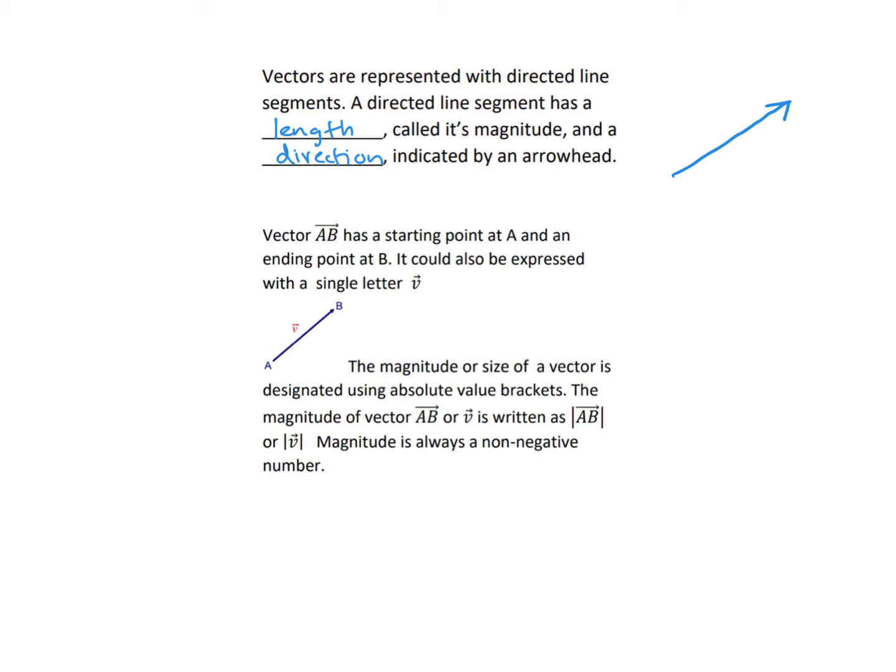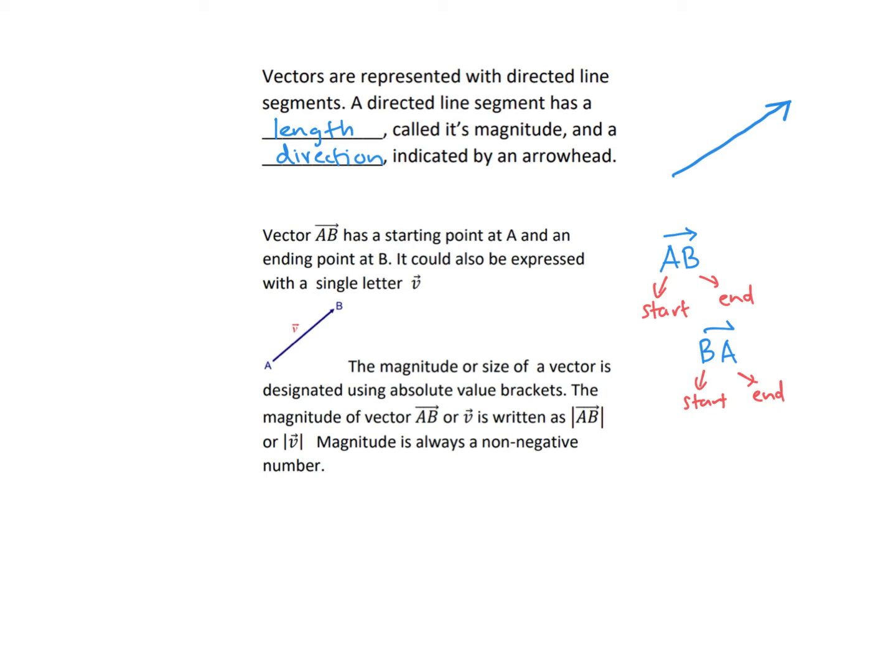So here we have an example of vector AB. We could name it in two different ways. We could say AB, and you'll notice that there's an arrow on top indicating it's a vector. A would be the starting point, and B would be the ending point. And that is important because that would be different than BA, which would start at B and end at A. So direction matters. The way you write the letters matters.